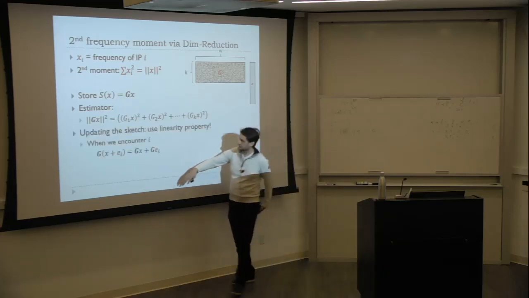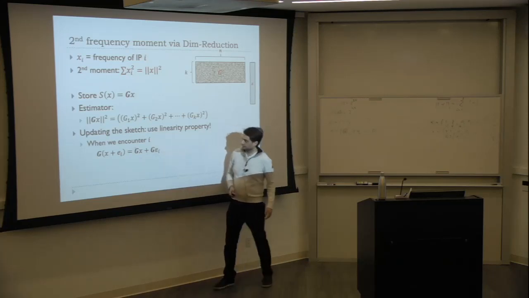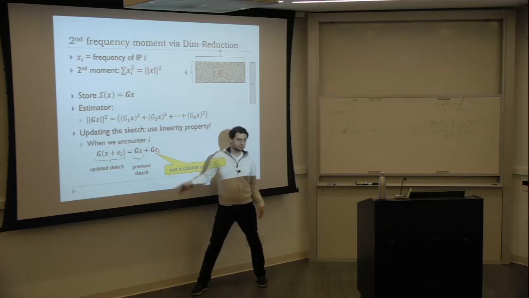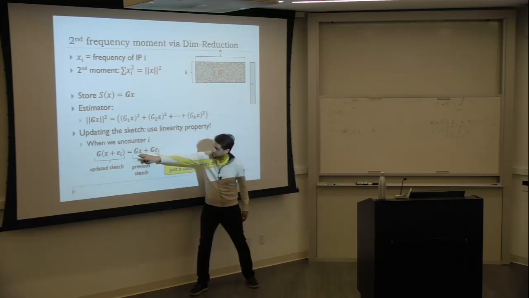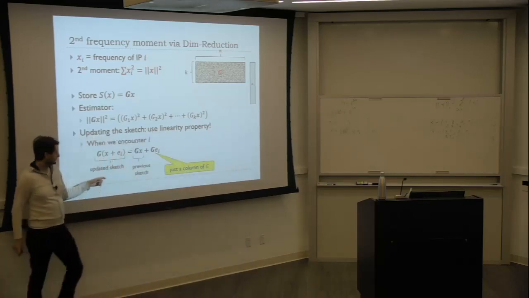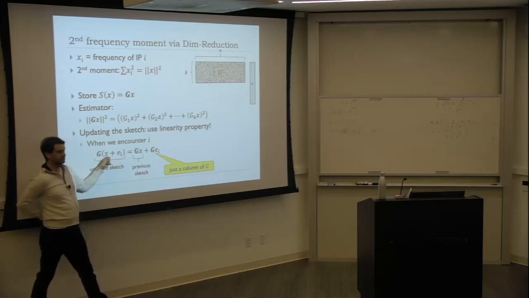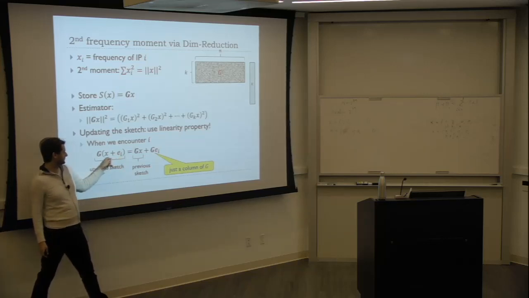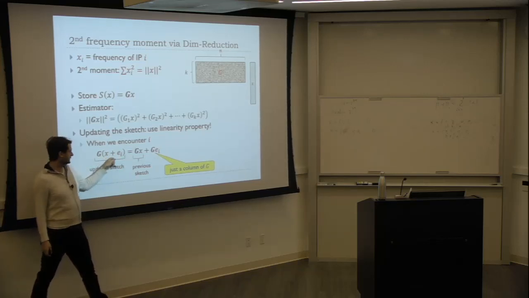So let's say we encounter an IP. So Gx is the previous sketch so far, the sketch from which we're updating. What should be the new sketch? This is x, what we had so far. We've seen IP i. This means that coordinate i is increased. So the new frequency vector is x plus e_i, where this is the basis vector. This should be the new sketch.